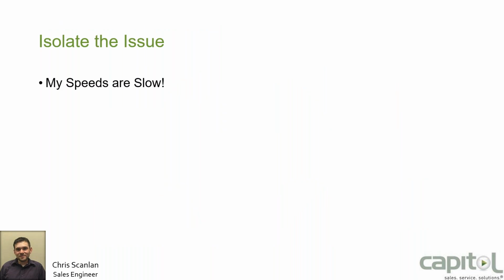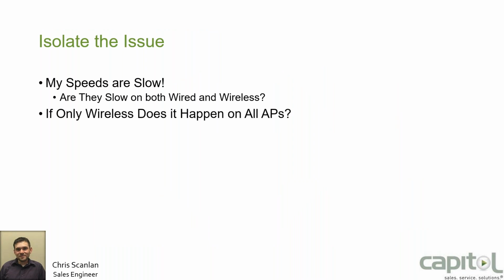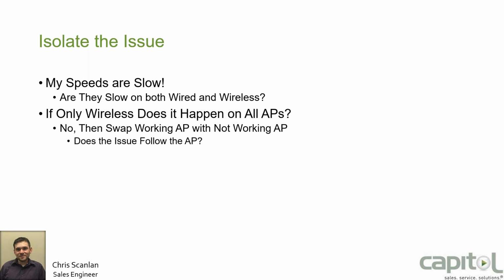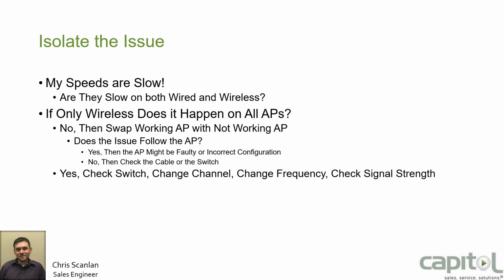So to isolate the issue, maybe the speeds are slow. Are they wired or wireless? If only on the wireless, is it on all APs? If it's not, swap the APs. See if it follows the AP. If it does follow the AP, you may have either faulty IP or incorrect configuration on that access point. If it doesn't, check the cables or the switch ports, okay? If everything's yes, then change channel, change frequencies, check the signal strength, a lot of different options.